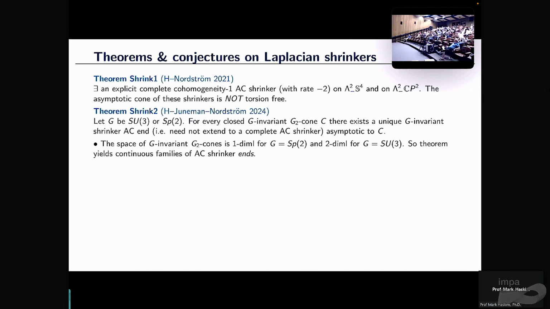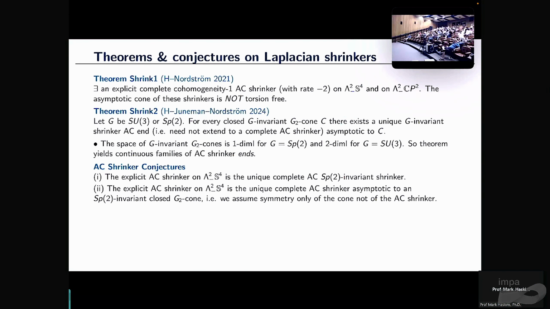So it's easy to see that the space of G invariant cones is either one-dimensional in the SP2 case or two-dimensional in the SU3 case. So this theorem gives you continuous families of shrinker N's. But our conjecture is that this explicit AC shrinker that we have, in the case of S4, is the unique complete asymptotically conical SP2 invariant shrinker.